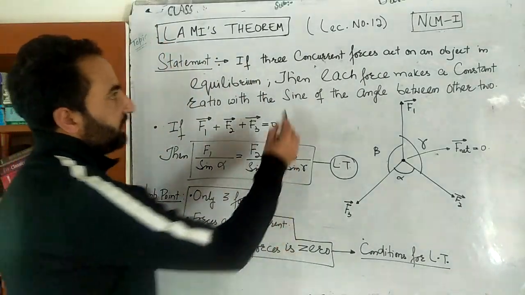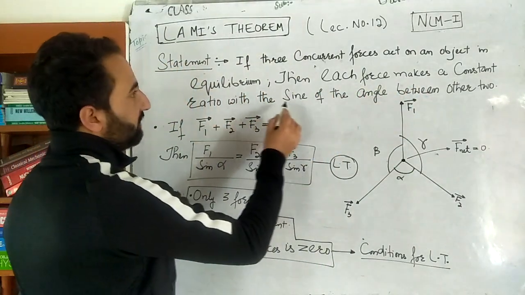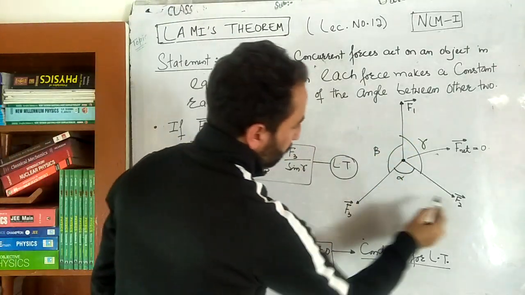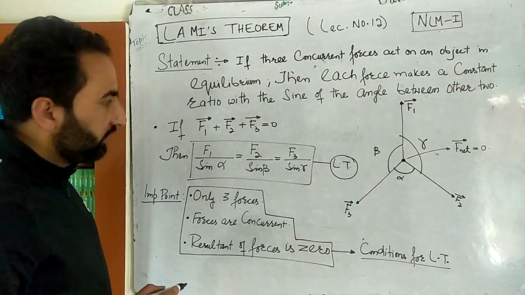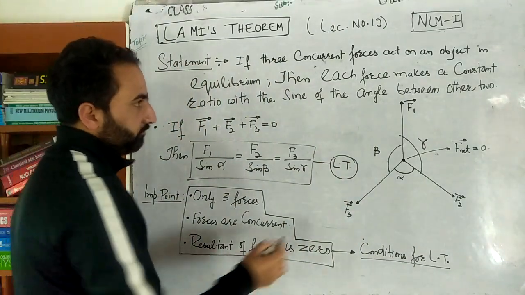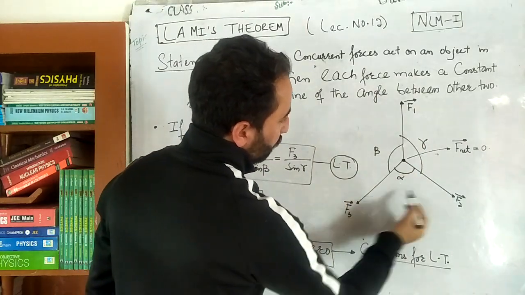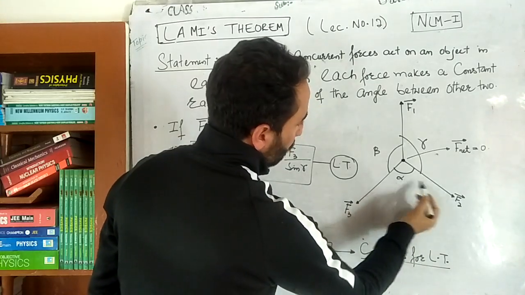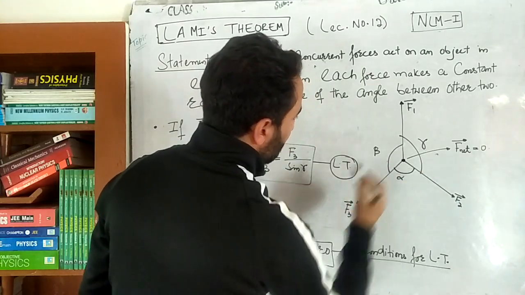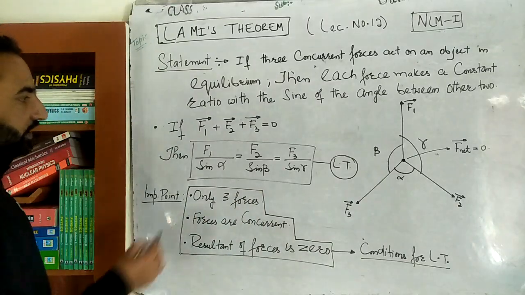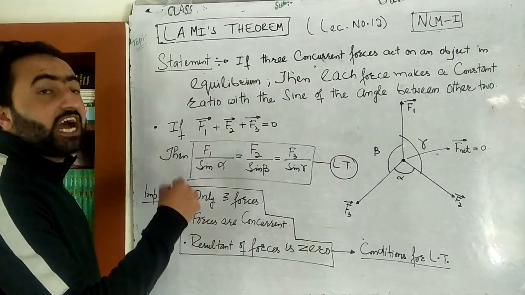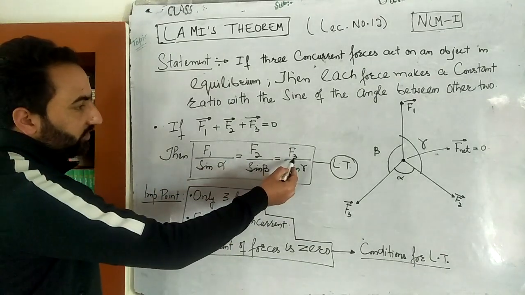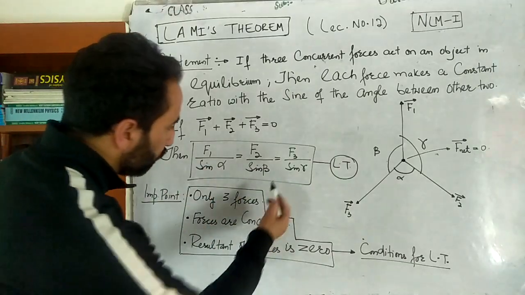Then in that case, each force makes a constant ratio with the sine of the angle between the other two. What does that mean? If F1 plus F2 plus F3 is equal to 0, that means the net force is equal to 0. Then F1 by sine alpha is equal to F2 by sine beta is equal to F3 by sine gamma, where alpha is the angle between F2 and F3, beta is the angle between F1 and F3, and gamma is the angle between F1 and F2. So this is Lami's theorem.